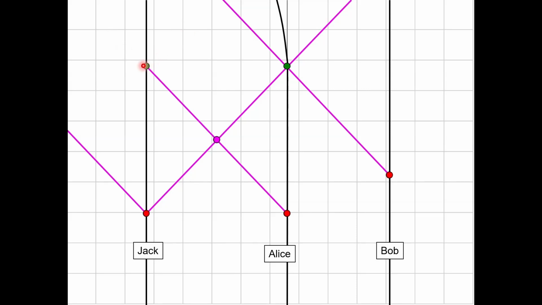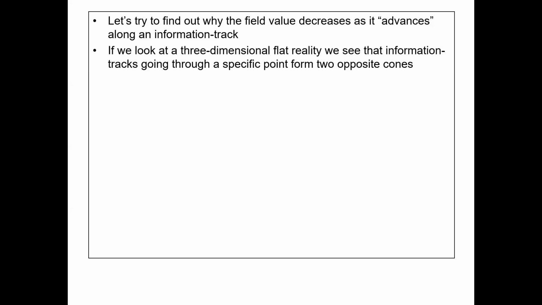And this is different from the electrical charge held by this point that does not have a direction. Okay, moving on, let's try to find out why the field value decreases as it advances along the information track. And for that, we will use a three-dimensional flat reality model.